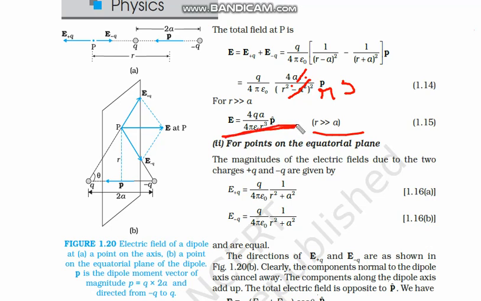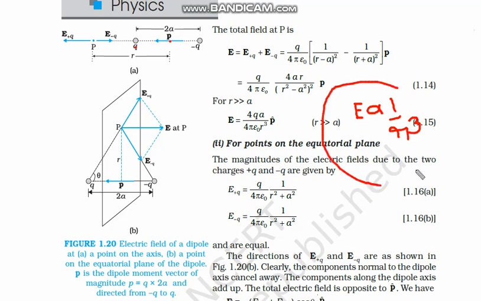The electric field due to a dipole at a point on its axis is 4qa upon 4 pi epsilon naught r cube, where a is the distance from the midpoint to one charge. So here one important thing which you can see is E is proportional to 1 by r cube, not 1 by r square. So this is for the first case.